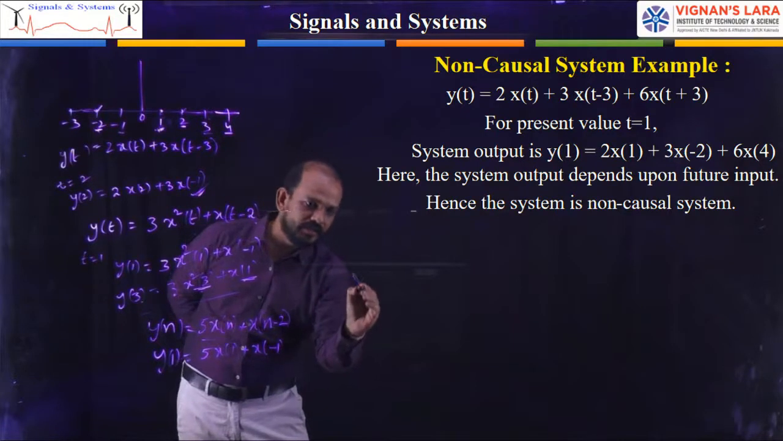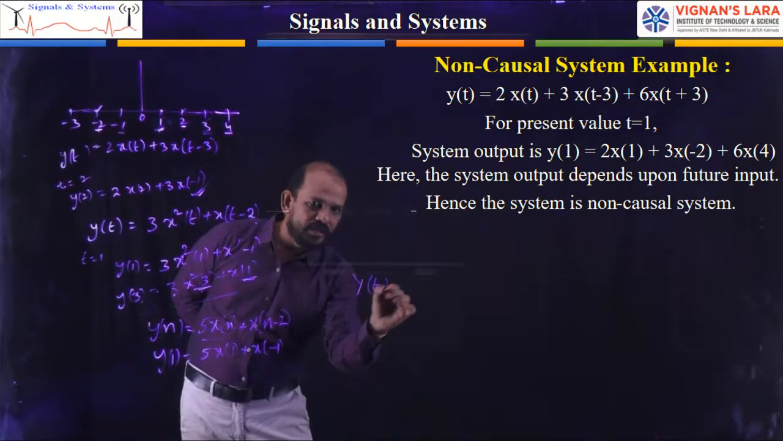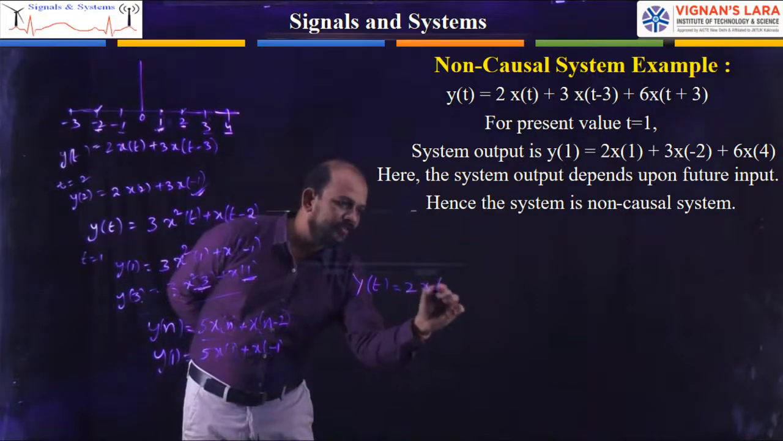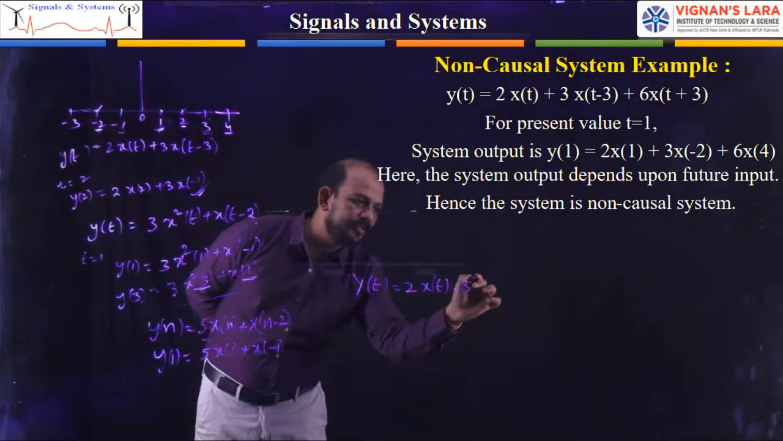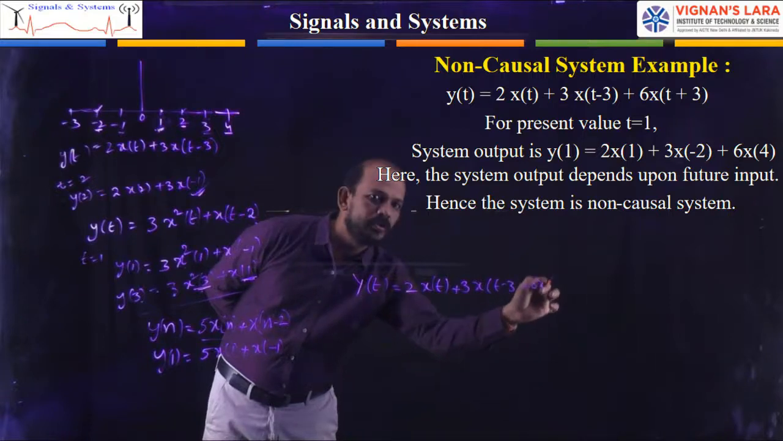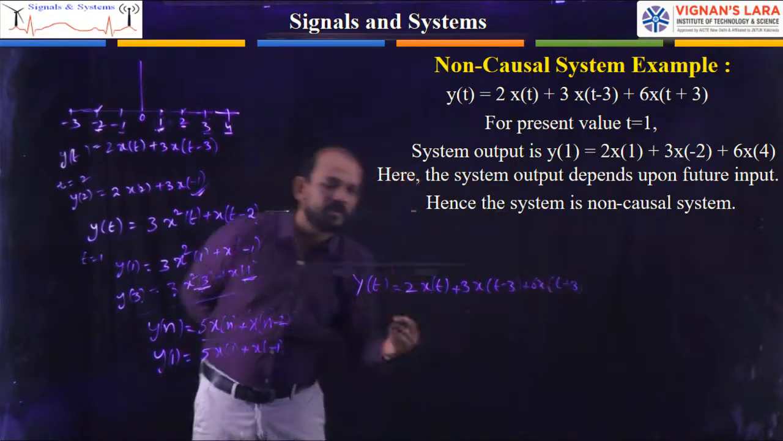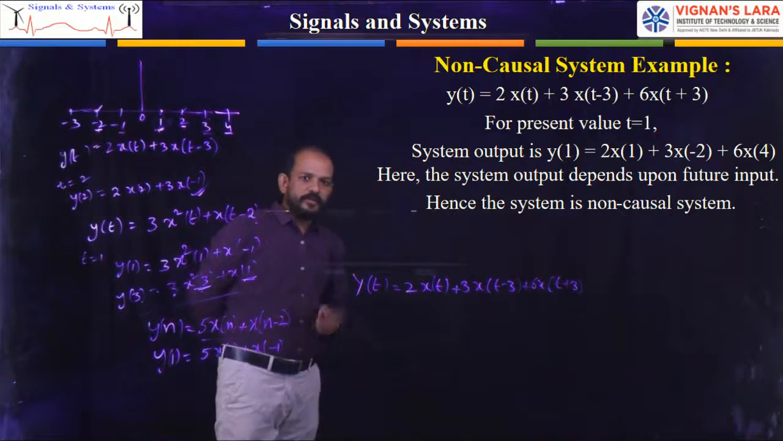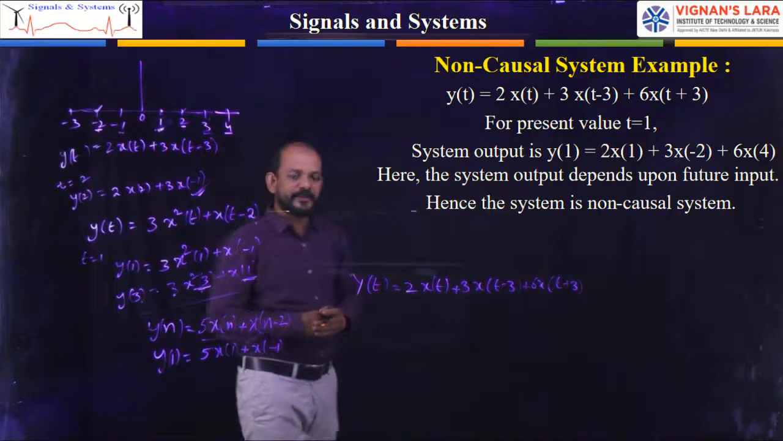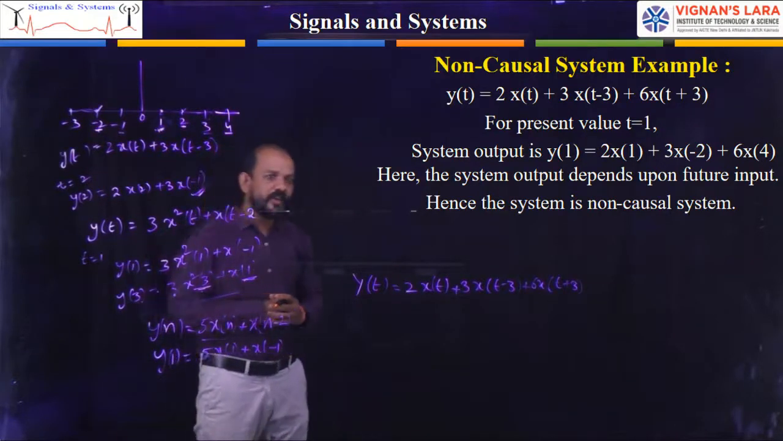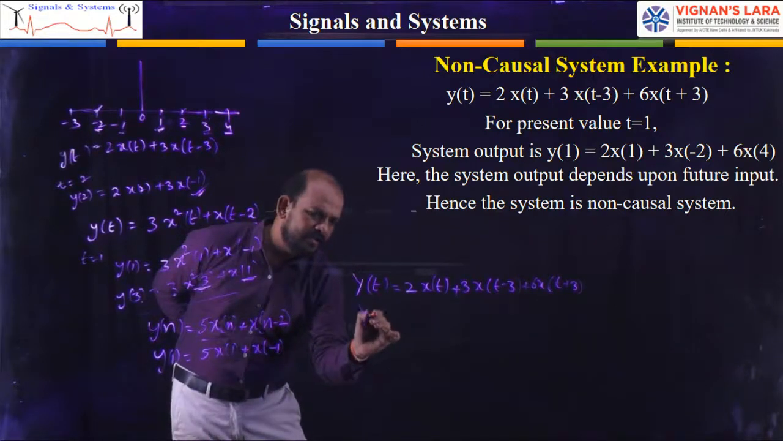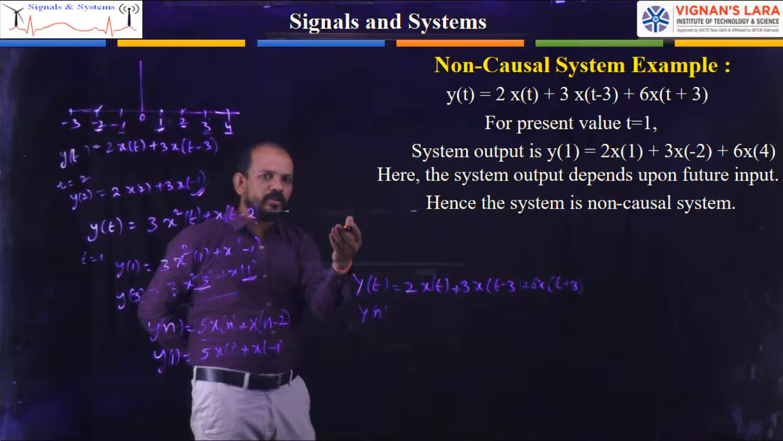I'm writing it here. They had given y of t equal to 2 into x of t plus 3 into x of t minus 3 plus 6 into x of t plus 3. Okay, this is what was given. So for that I had taken t equal to 1. Now if I want to explain the same thing with respect to discrete, how can I change it? I will replace t with n. So y of n. So I am explaining the non-causal with respect to discrete.